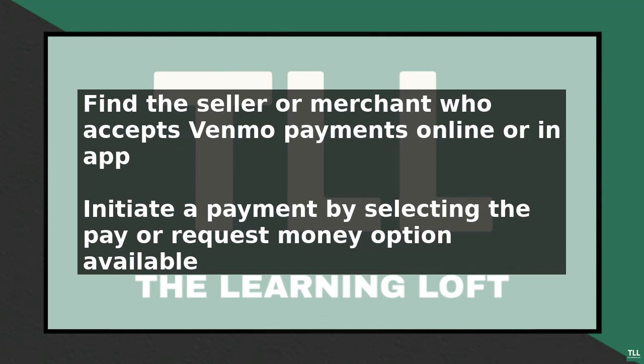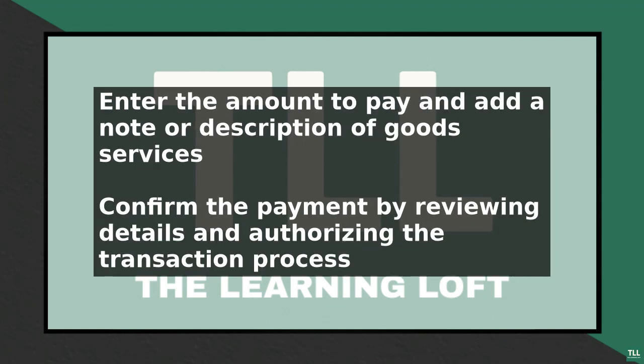Next, you need to enter the amount you want to pay and add a note or description of the goods or services you are buying. You can also add a tip or gratuity if you want to. Then you need to confirm the payment by reviewing the details and authorizing the transaction.